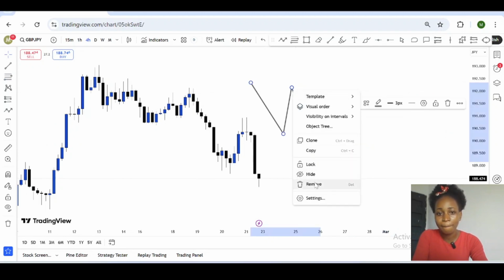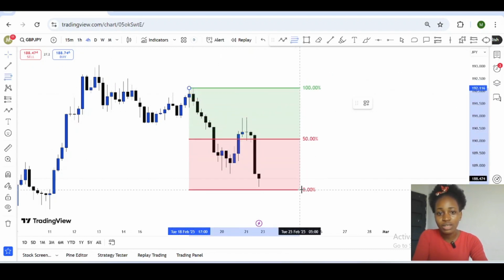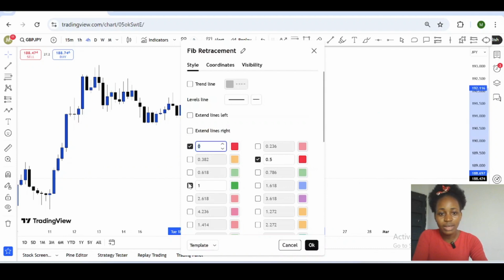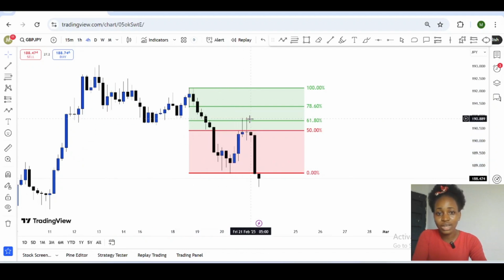Now let's go back. So this swing here, from this point to this point, is the swing, right? So I'll place my fib from here to this point here to see where price is likely going to respect. I like adding extra confluence to mine. Let me show you. I like adding this 61% and this 78%, that's just what I like to do. Right now you can see where price respected here, 61. This is just another confluence to me, but this one is just extra for me personally.